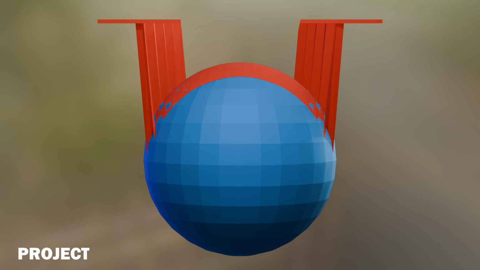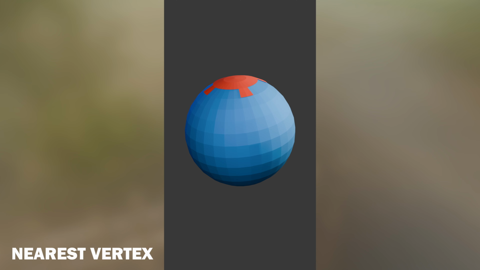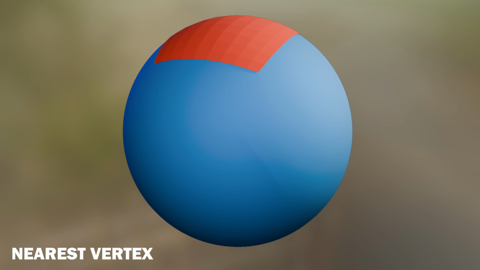This method is by far the most complex in the entire Shrinkwrap modifier and has several special settings that other methods don't have. Back to the wrap methods. The next one is nearest vertex. This method sticks the sticker to the nearest vertices of the target object. Each point moves exactly to the nearest existing vertex of the target mesh. If the target object has clearly and precisely placed vertices, we can easily copy them this way. The problem arises with a smoother object because the result can look rough.